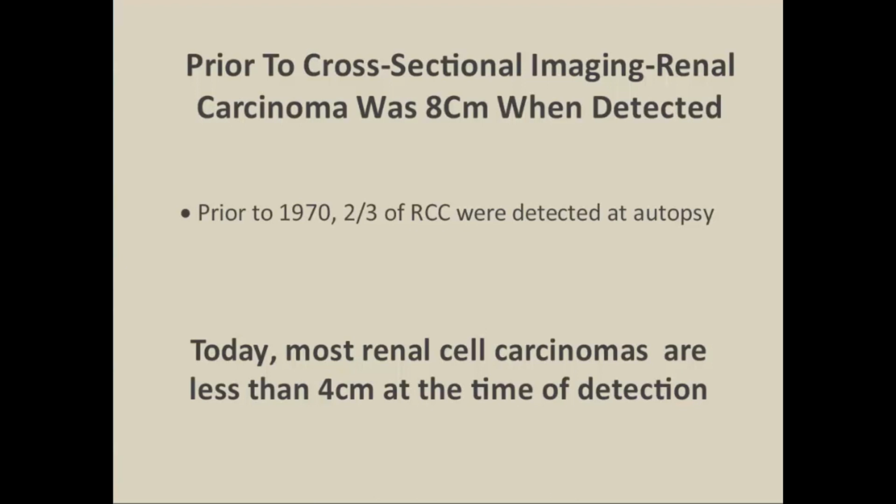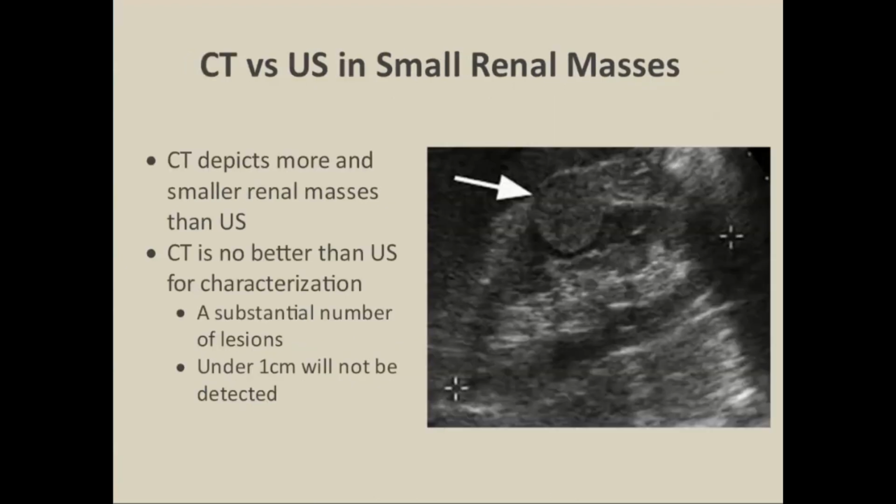Today, most renal cell carcinomas are less than 4 centimeters when we see them. So the size has decreased immensely. We use CT and ultrasound primarily to find these. CT can depict somewhat smaller lesions than ultrasound, but it's no better really for characterization than ultrasound, in my opinion. A substantial number of these lesions in both modalities under 1 cm will not be detected.